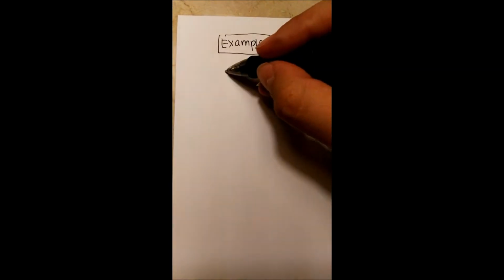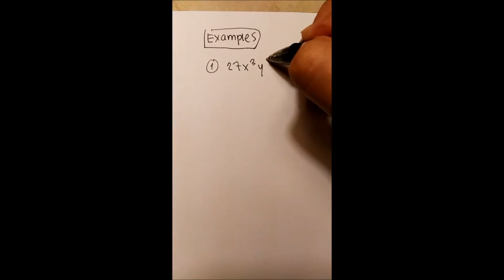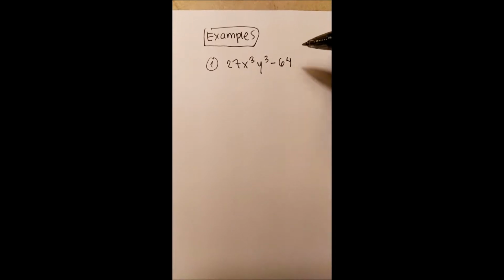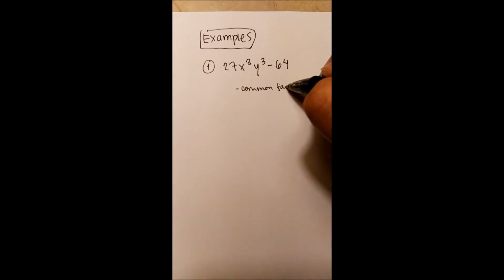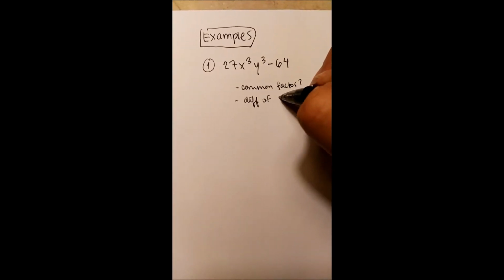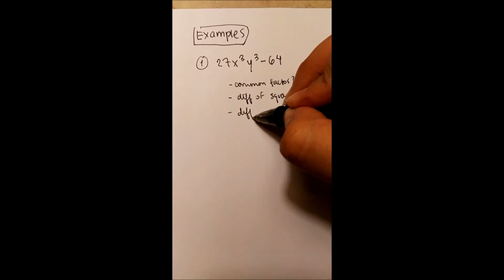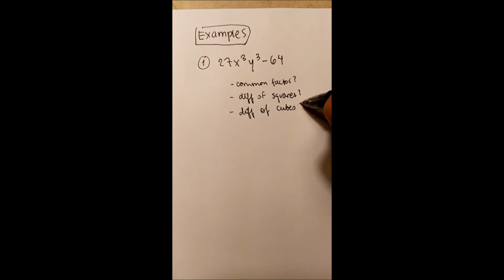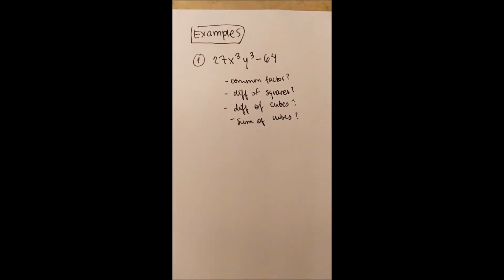So now let's move on to an example, okay? So this will be the first example, which I'm gonna write right now. 27x to the third power, y to the third power, minus 64. So let's ask ourselves, does that involve a common factor? Does that involve a difference of squares? Does that involve a difference of cubes? Or rather, does that involve a sum of cubes? Okay, so which of those does it involve?